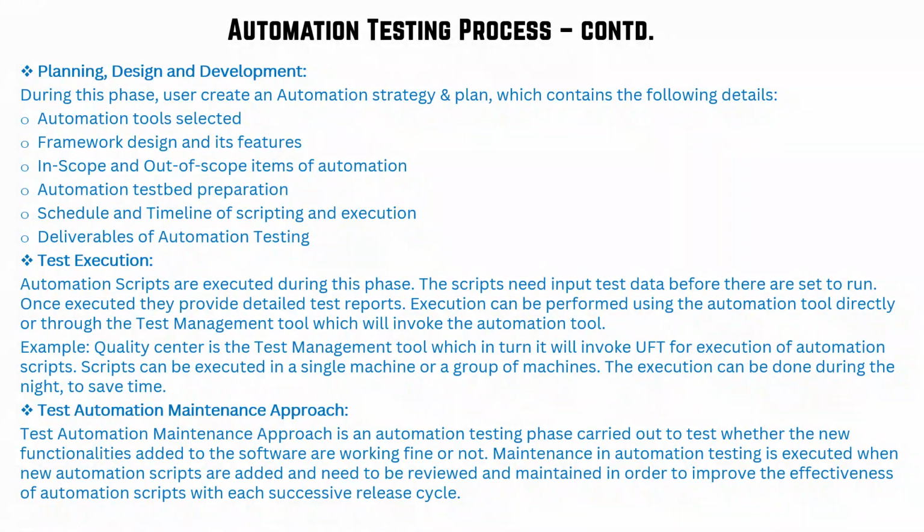So automation scripts are executed during this phase. The scripts need input test data before they are set to run. Once executed, they provide a detailed test report. Execution can be performed using the automation tool directly or through the test management tool, which will invoke the test automation tool. For example, Quality Center is a test management tool which in turn will invoke UFT for execution of automation scripts. Scripts can be executed on a single machine or a group of machines. The execution can be done through the night or weekend to save time and cost.